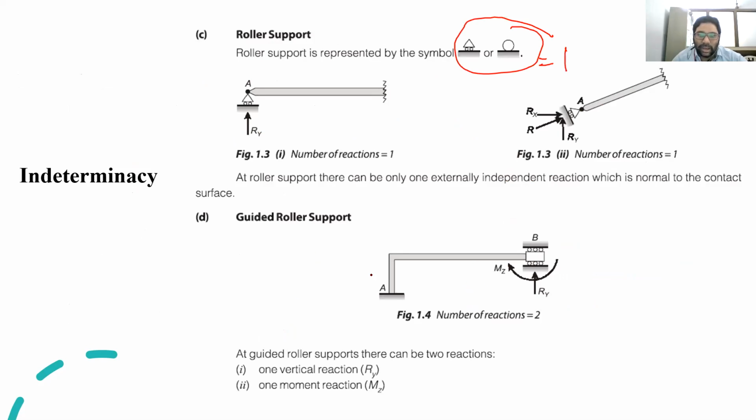There can be another type of roller that is called a guided roller support. For a guided roller support, remember this image also. Whenever you see this type of support, it will have one vertical reaction and one moment, because it is moving horizontally, but it cannot rotate here. This is called a guided roller. Guided roller means, in railway station platforms, they carry big weights on a small sort of vehicle. That's a guided roller. It will have a vertical reaction, but it will not have a horizontal reaction because it can move horizontally.